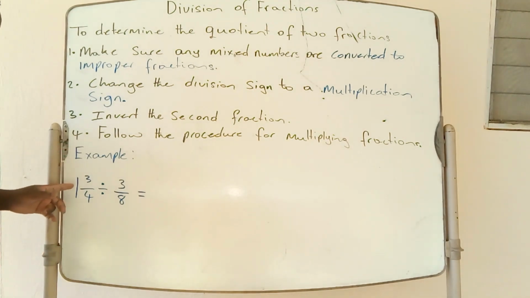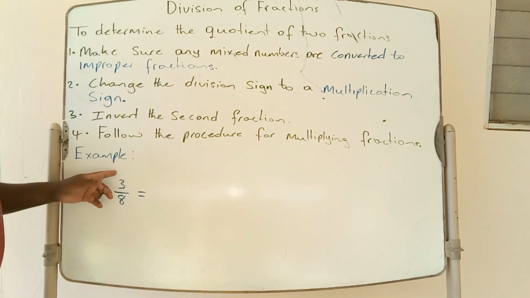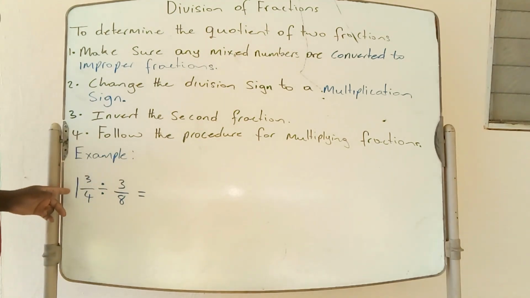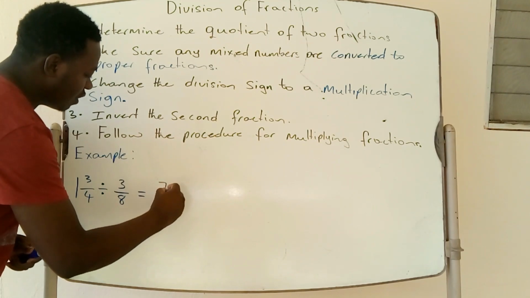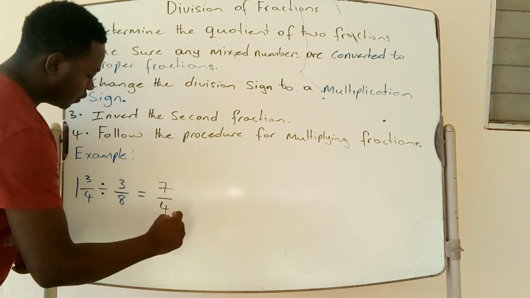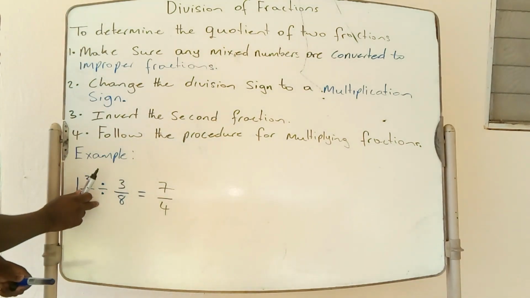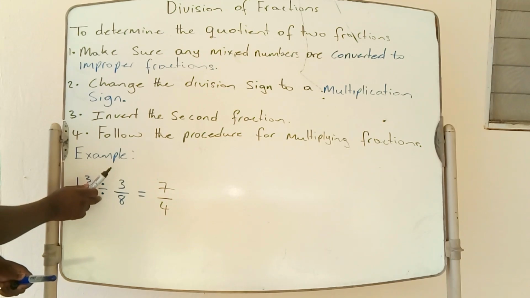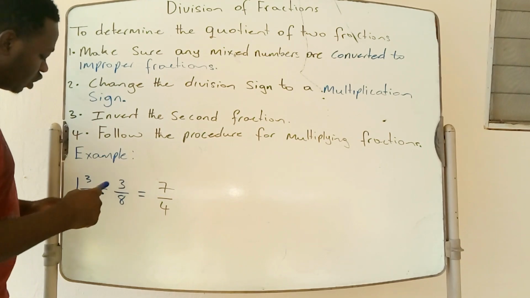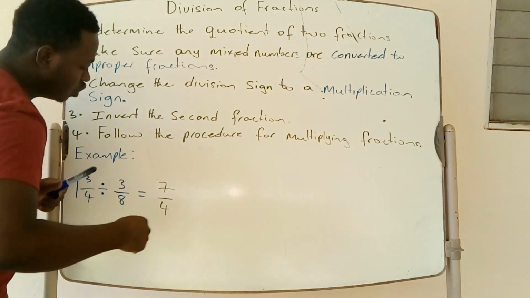Example, we have 1 and 3 over 4 divided by 3 over 8. Note here the first fraction is a mixed number, which means that we need to convert the mixed number to an improper fraction. So 4 times 1 is 4, plus 3, that's 7. So that is going to be 7 over 4. Now what we should do is to change the division sign to multiplication. So we are going to change this division sign to multiplication.